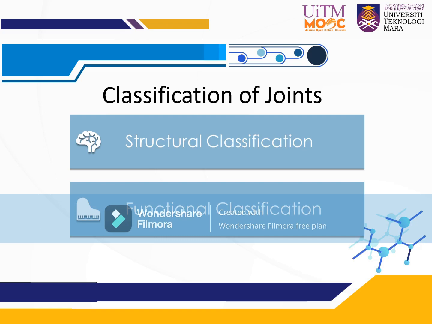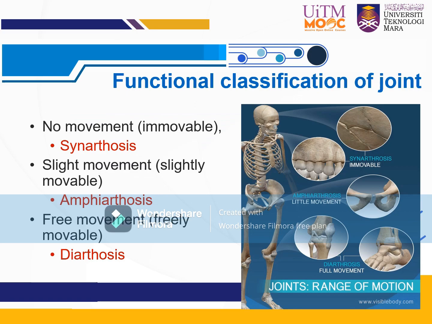For functional classification, there are three types of joints, namely based on their movement. The three types of joints in functional classification, which is namely based on their movement, are synarthrosis, amphiarthrosis, and diarthrosis. Synarthrosis has no movement, and is known as an immovably fixed joint between bones connected by fibrous tissue. For example, the sutures of the skull.